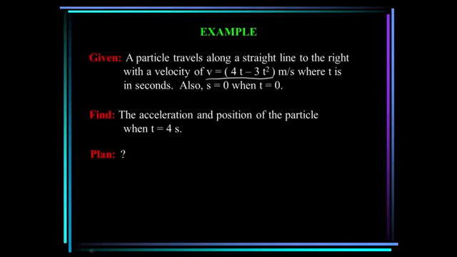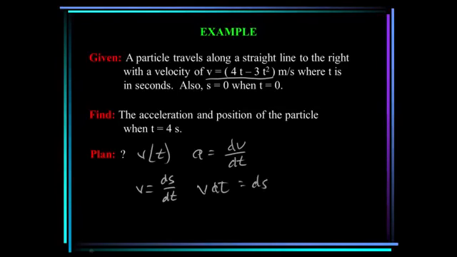So what's our plan? Well, we have v as a function of time. We know that acceleration is dv/dt, so it seems that we can differentiate the velocity to get the acceleration. And to get the position, we know that velocity is ds/dt, so v dt equals ds. So it seems that we can integrate this to get the position. In this case, we're going to differentiate, and here we're going to integrate.